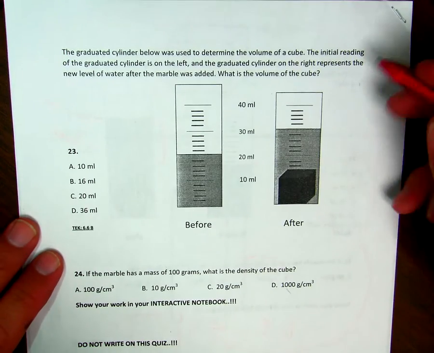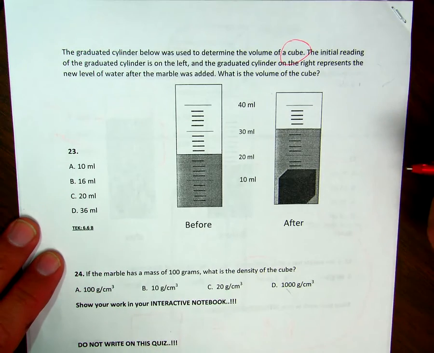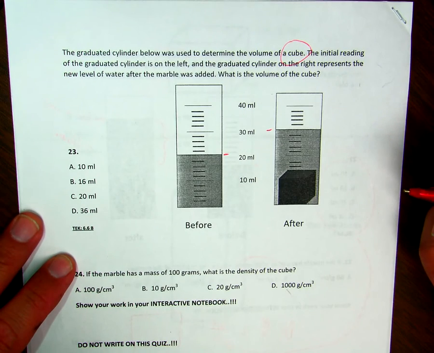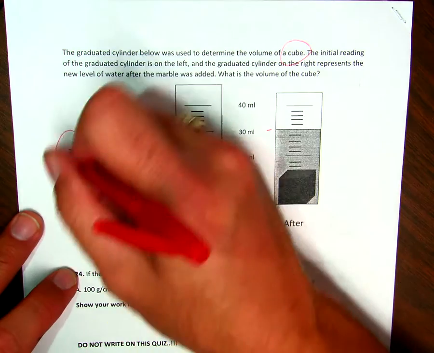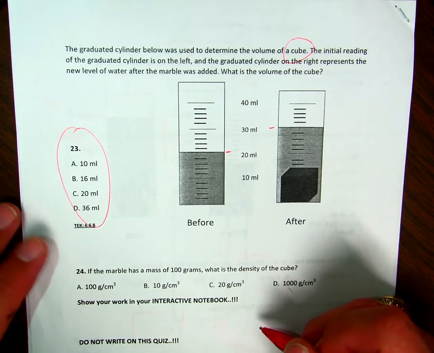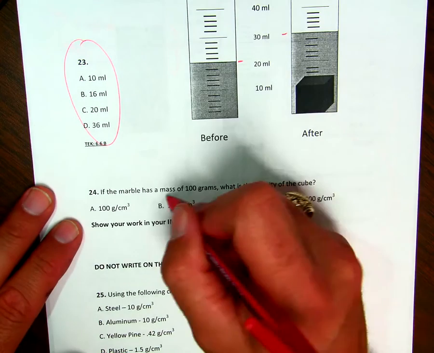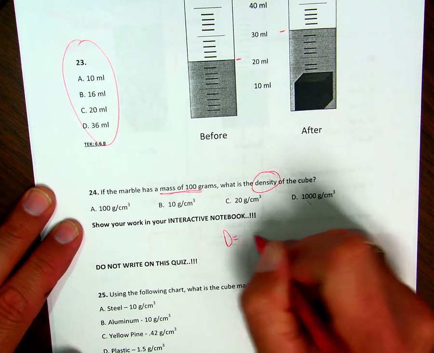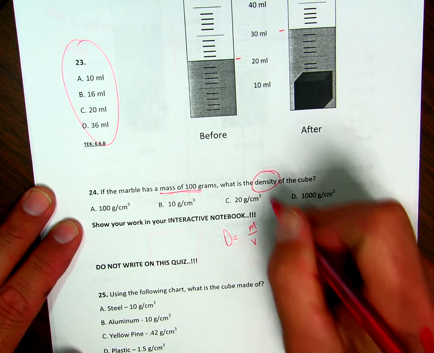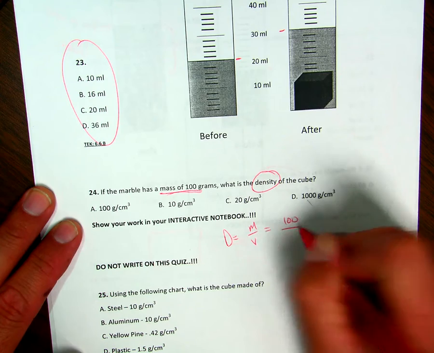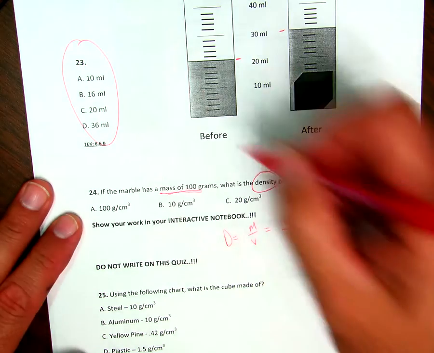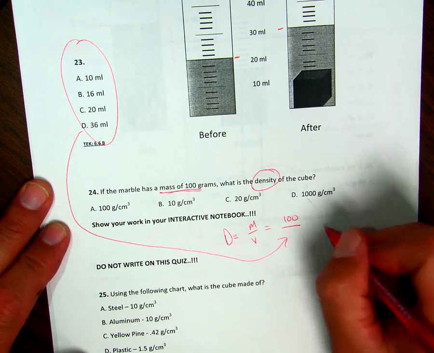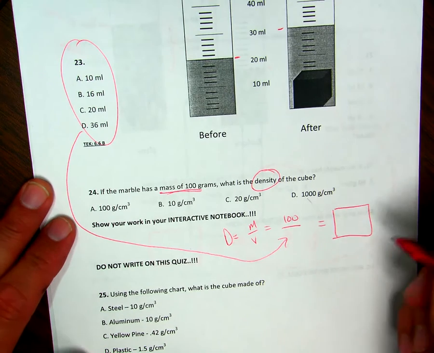Next up, you're going to have the graduated cylinder, the volume of a cube. So again, you have your starting versus your initial. Calculate your volume somewhere here. We have a mass of 100 grams. The density is going to be mass divided by volume. So we know that's going to be 100 divided by this. Answer goes here. And that will give you your density.